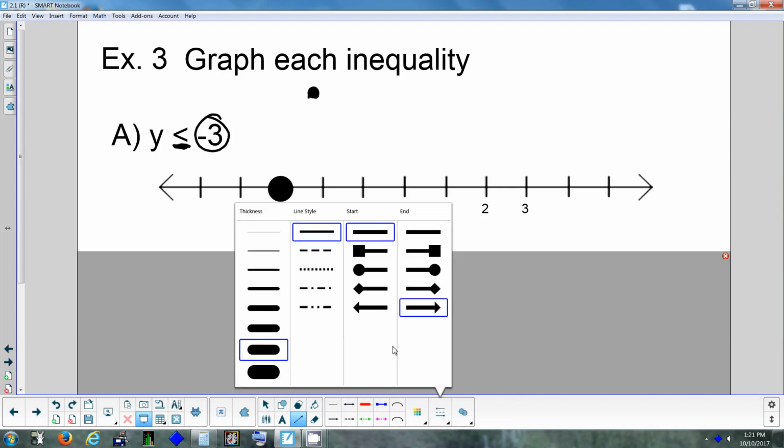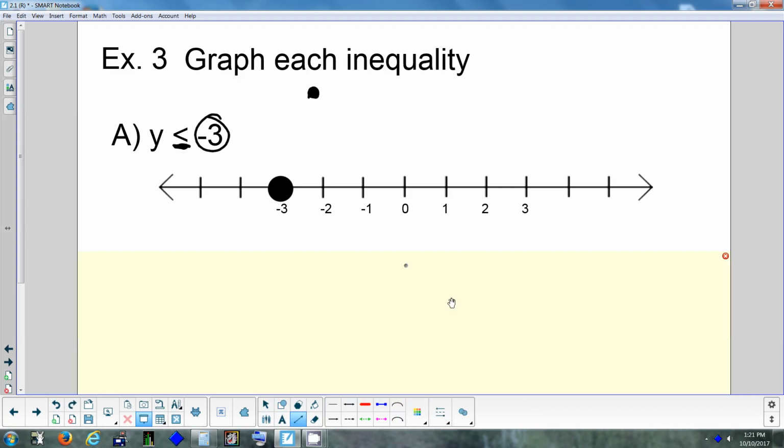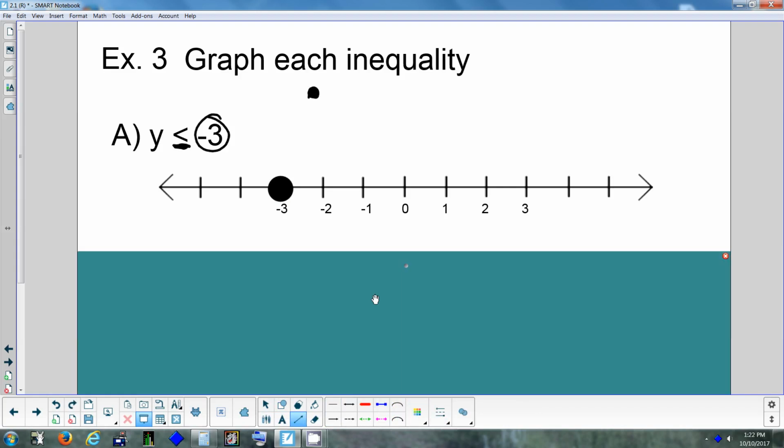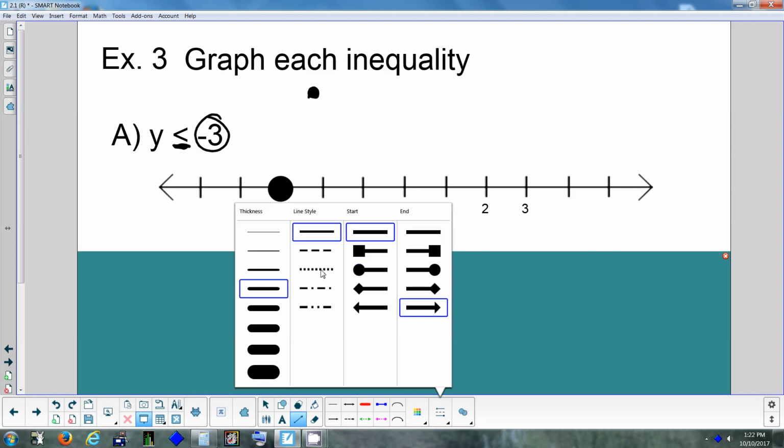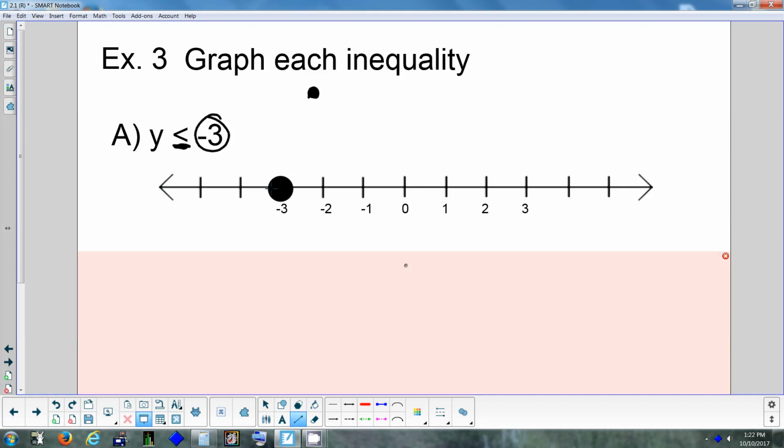Now, Mr. Hager's gonna get his line ready. Which direction should the line go? To the left or to the right? To the left. Why? Look where the inequality sign is pointing. Look where the arrow is pointing. It's pointing to the left. That's the hint to tell you, draw your line to the left.